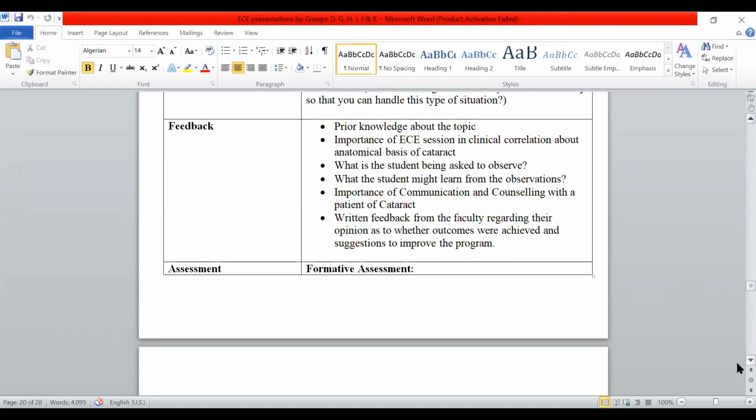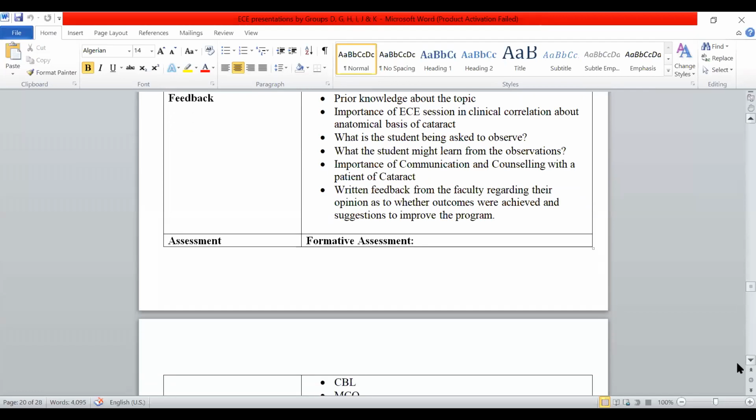Everything the student is being asked to observe, and then what the student might learn from the observation: the importance of communication and counseling with the patient of cataract. And the faculty feedback would be written feedback from the faculty regarding their opinions as to whether the outcomes were achieved and any suggestions to improve this particular program.